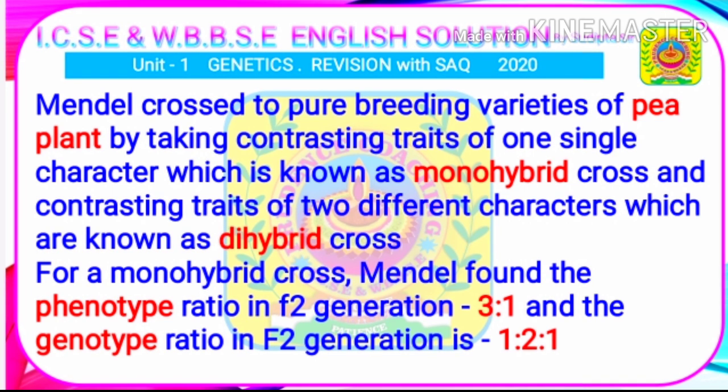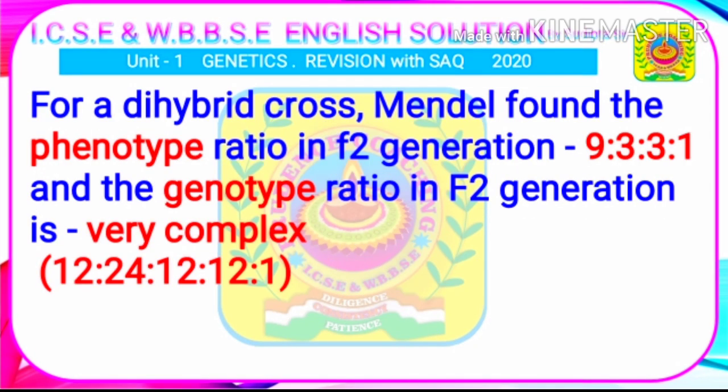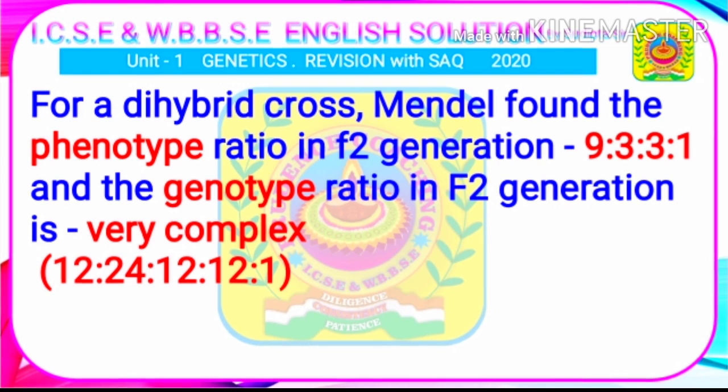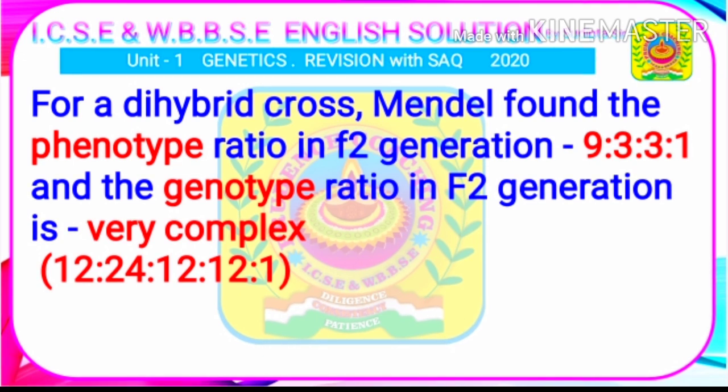1:2:1. So finally we need to memorize the fact that the monohybrid cross phenotype ratio is 3:1 and the genotype ratio in monohybrid cross is 1:2:1. For a dihybrid cross, Mendel found the phenotype ratio in F2 generation is 9:3:3:1, and the genotype ratio in F2 generation is very complex, that is 1:2:2:4:1:2:1:2:1. Finally, we need to memorize the dihybrid cross phenotype ratio, that is 9:3:3:1.